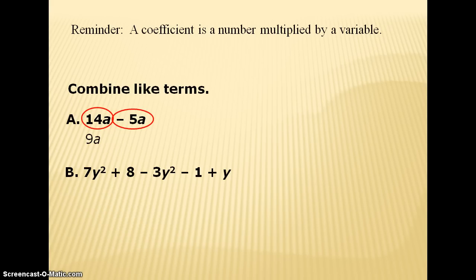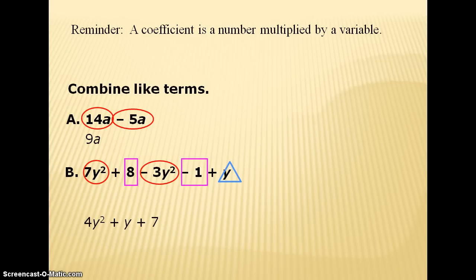Example B, we have to look and see what sort of like terms we have. So you can see that we have a 7y squared and a negative 3y squared. Now I say negative 3 because when we look at these, we pay attention to the symbol in front of them. Because when we start to combine, we have to follow that operation, either subtraction or addition. We also can combine the 8 and the minus 1. And the y is its own term that can't be combined with anything.